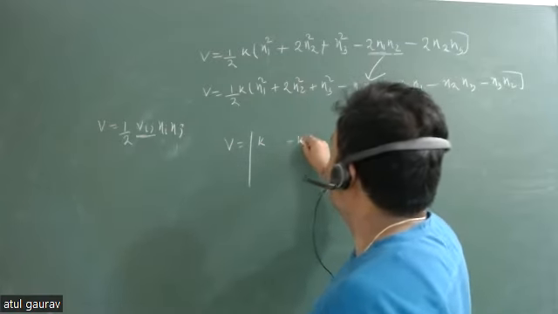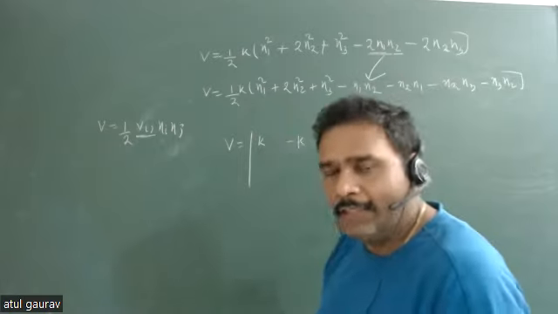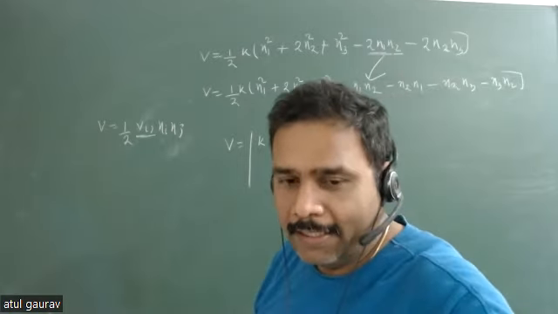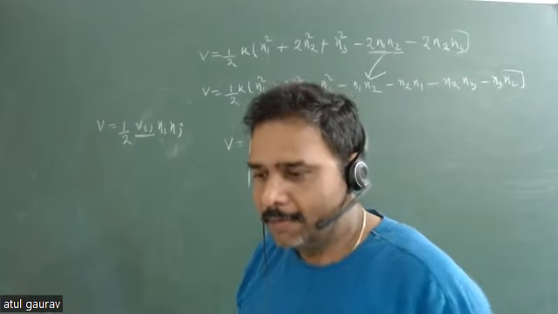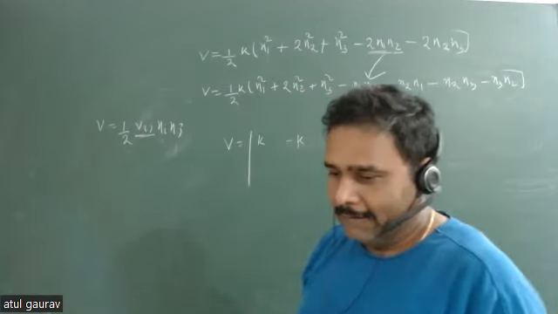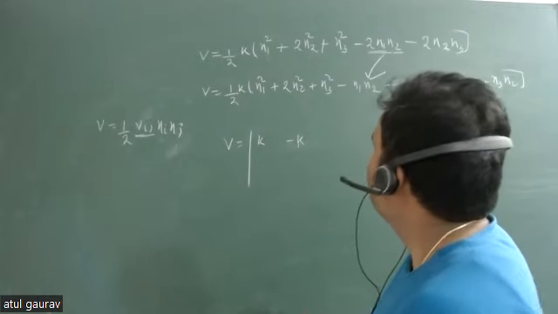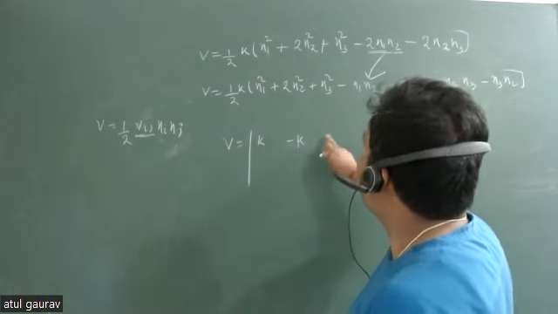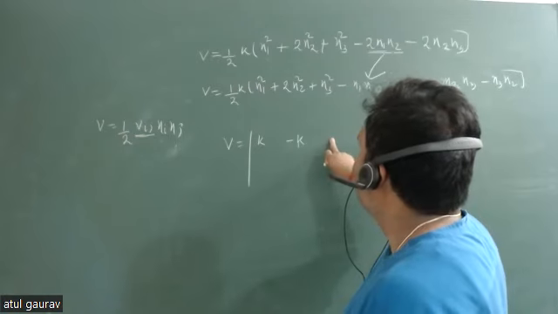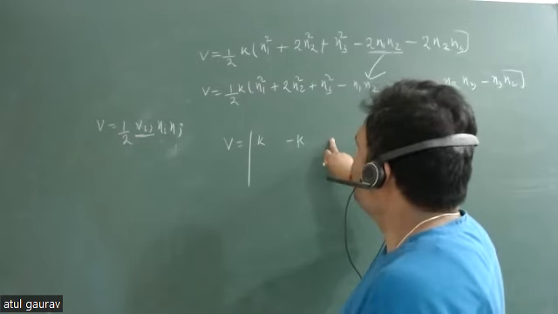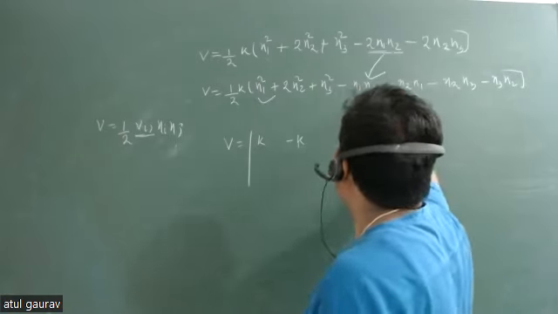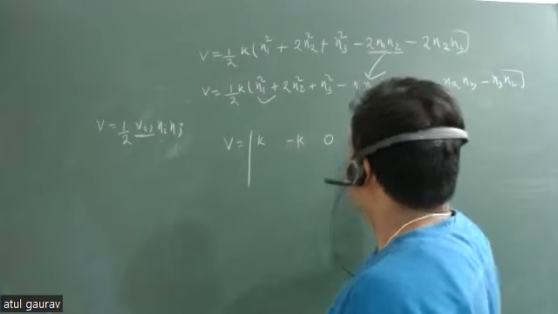Very good. Next one, eta 1 eta 3. That will be 0. There is not any coefficient.